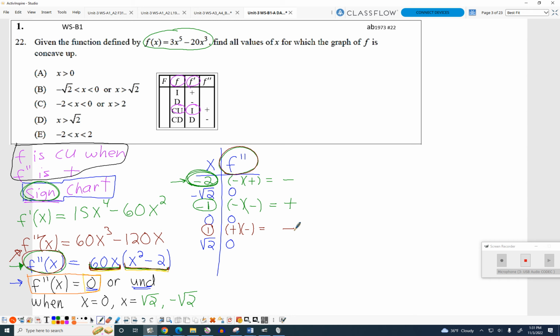Tucker, what would be the next thing you would recommend? Probably 2. Sounds good to me. So we go 2 here. Plug that into f double prime. Tucker, what would be the first factor of f double prime here? A positive. Sweet. Second factor. It'd also be a positive. Therefore, we know that the y coordinate when x is equal to 2 is a positive value.